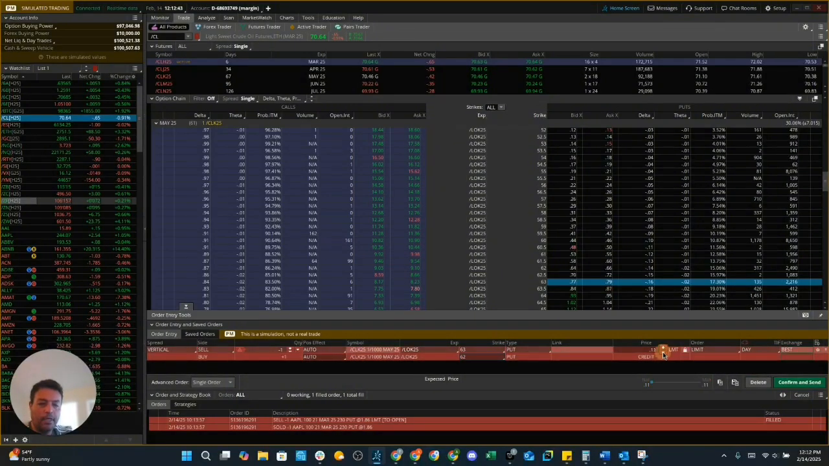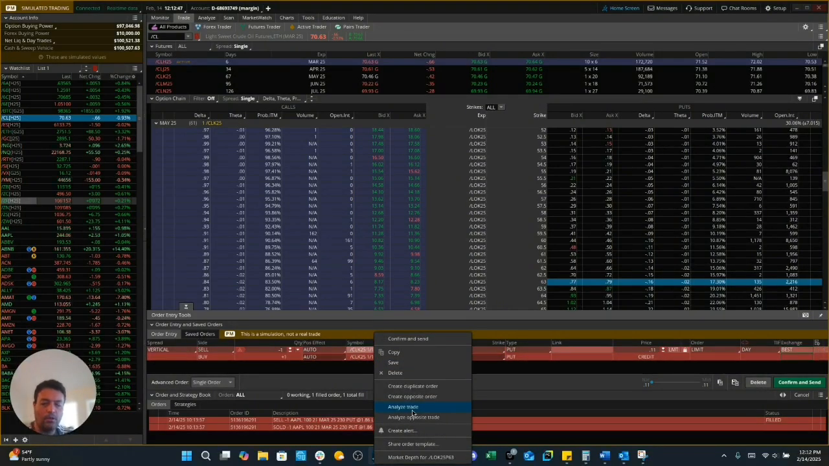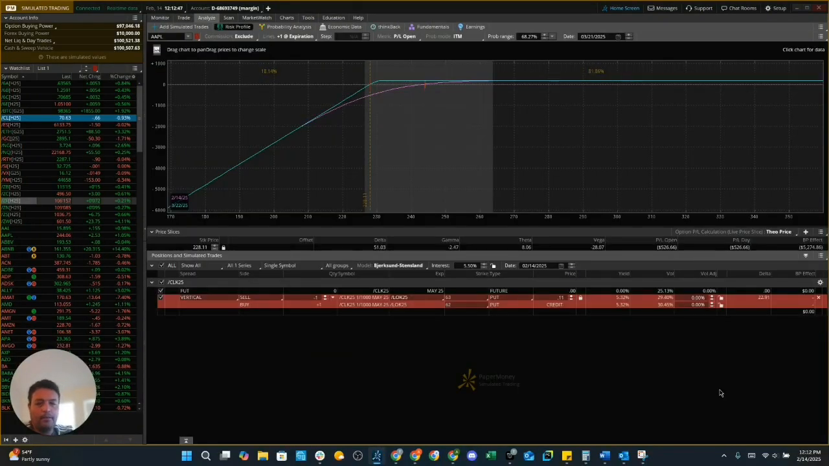But because we're trying to fill it, I'm going to take it to the Analyze tab, show you what all the numbers are, and then I'll just put the trade in. Let's see if it fills. Oh, it's really slow. My screen is still stuck.